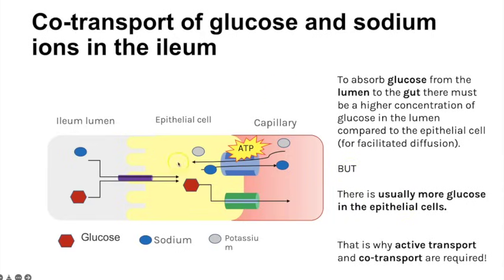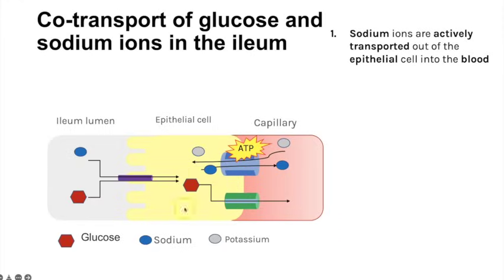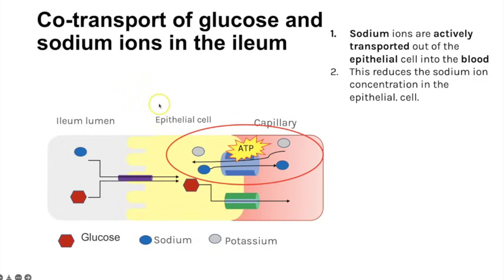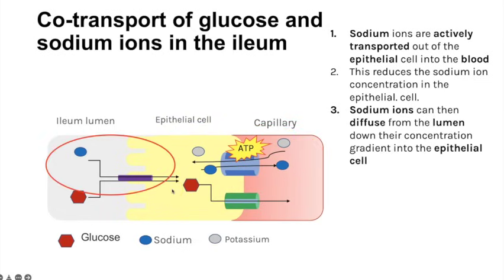But there's usually more glucose in the epithelial cells, and that is why active transport and co-transport are required. So the first thing that has to happen is the sodium ions, which are shown in blue here, are actively transported out of the epithelial cell into the capillaries. And that will result in a lower concentration of sodium ions within the epithelial cells. And that creates this concentration gradient from the ileum to the epithelial cell. And therefore the sodium ions can diffuse down their concentration gradient into the epithelial cells.